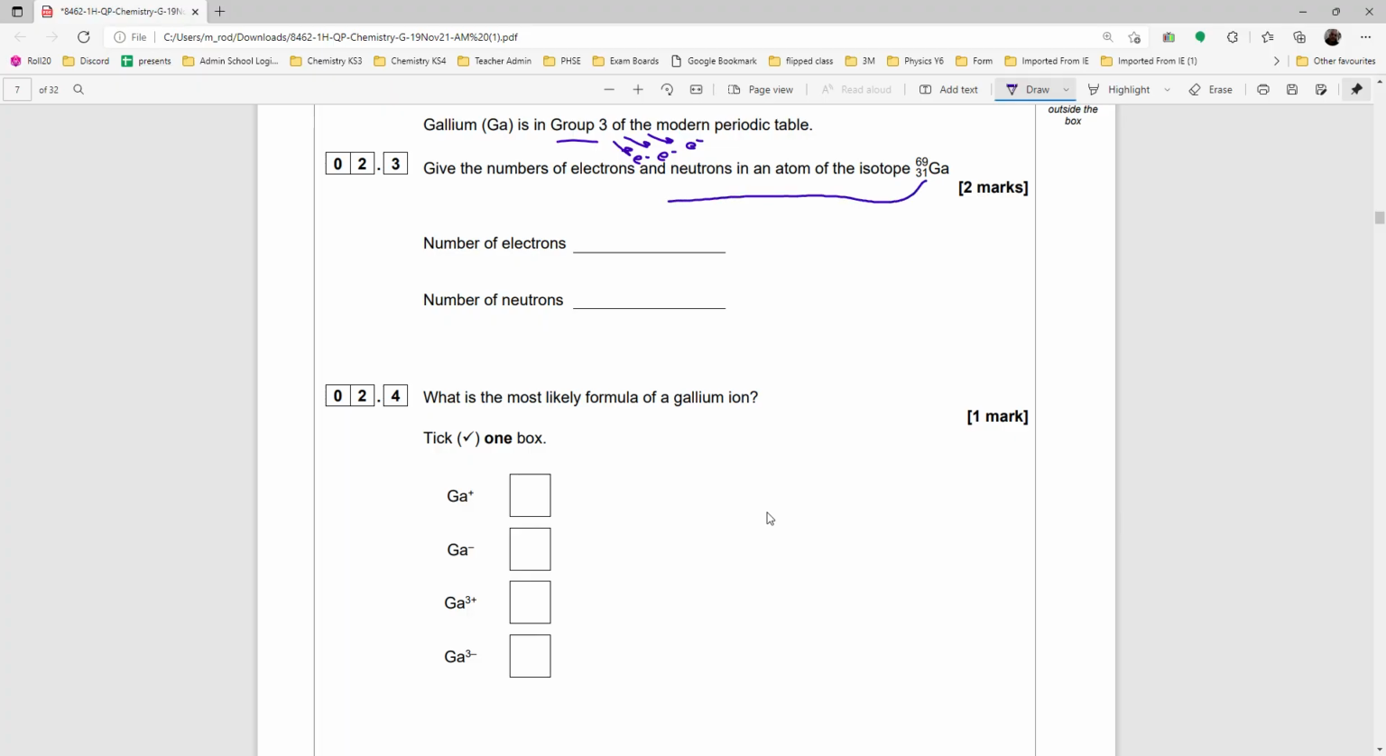Number of electrons. Well, the atomic number tells me the number of protons. The number of protons, if it's not an ion, will be equal to the number of electrons, which will then also be 31. That is the atomic mass. And 69 is going to be equal to the number of protons plus the number of neutrons. If I know the number of protons is 31, then I can just solve for neutrons, which is going to be 69 minus 31, which is equal to 38.